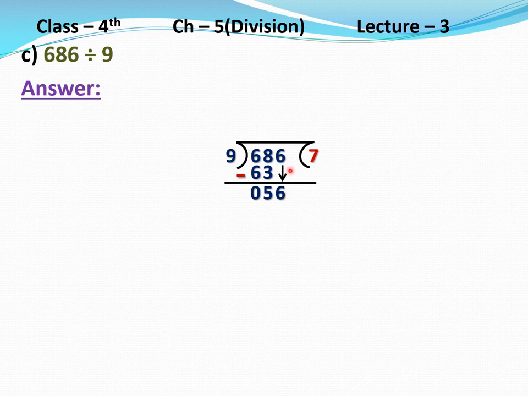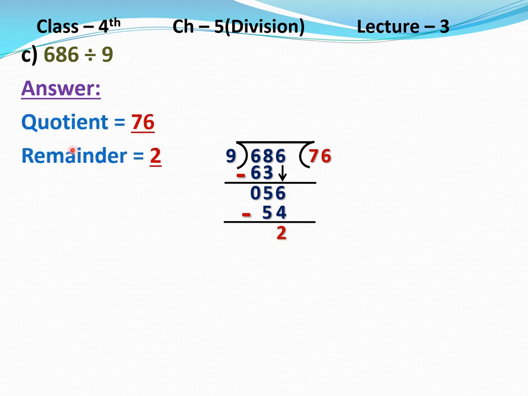We will take the next number, that is 6. Write 6 as it is. The number is 56. Now multiply this 9 by a number so that it is equal to 56 or less than 56. It should not be greater than 56. 9 6s are 54. Write 6 here and write 54 here. Now we will do subtraction. 6 minus 4, 2. Write 2 here. 5 minus 5, 0. Okay. Now see. Quotient equal to 76 and remainder equal to 2.